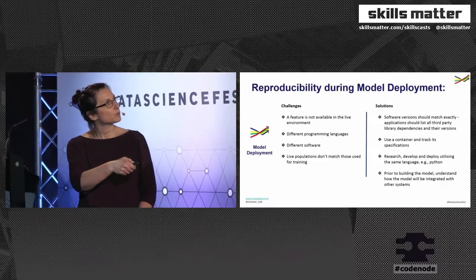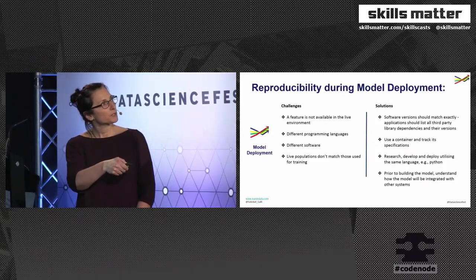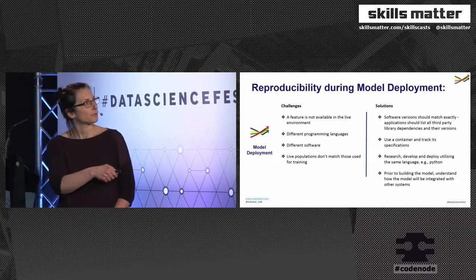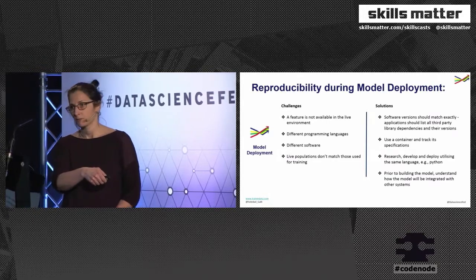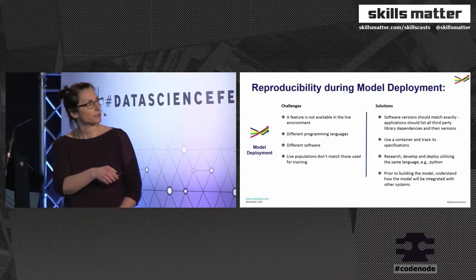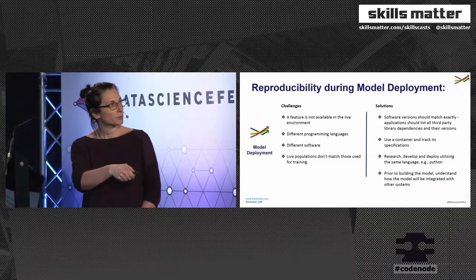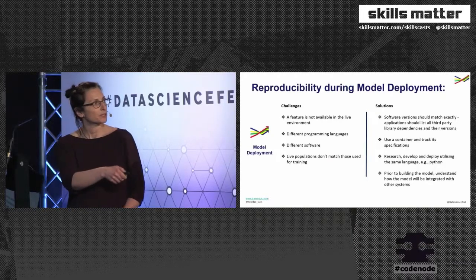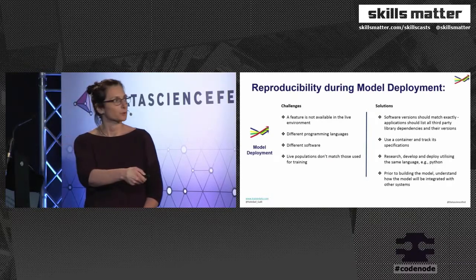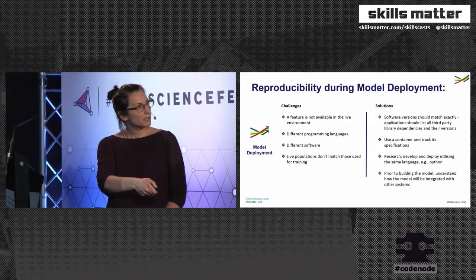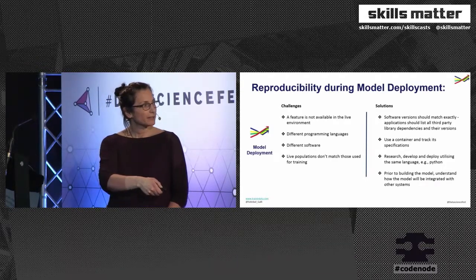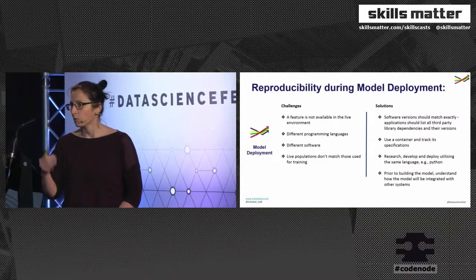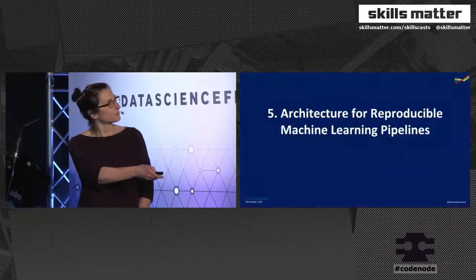Some solutions to this are that the software versions and the package versions that we use need to be exactly the same in the research and in the development environment. And we can use containers to containerize that and track these specifications. Whenever possible, it's good to research, develop, and deploy using the same language, for example, Python. This is not only going to ensure reproducibility, but also to smooth the process. And prior to building the model, it's a good practice to understand how the model is going to be integrated with our system so that we know exactly what population is coming in, what features are available, and so on.